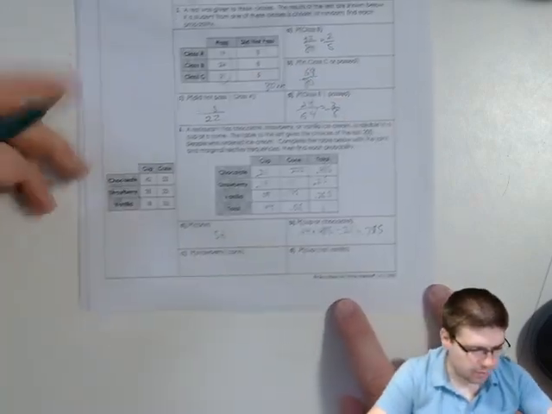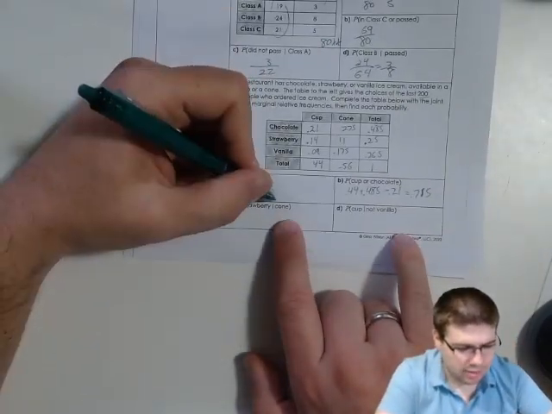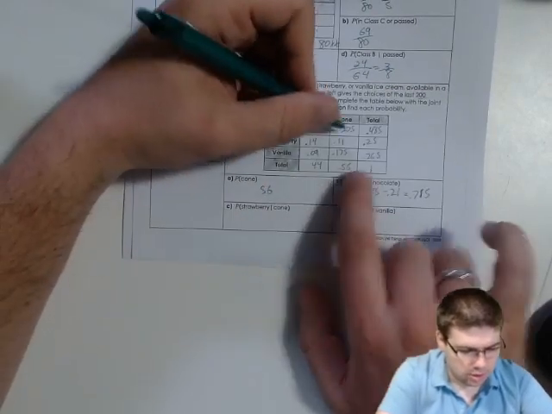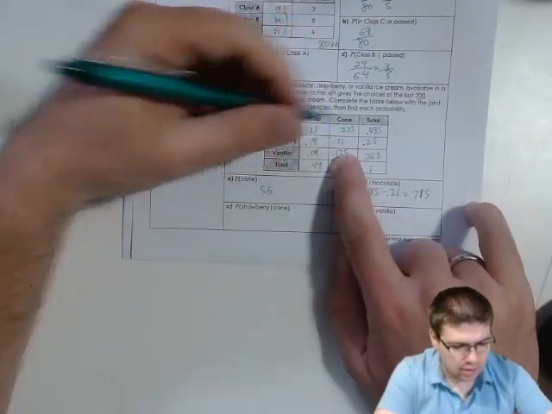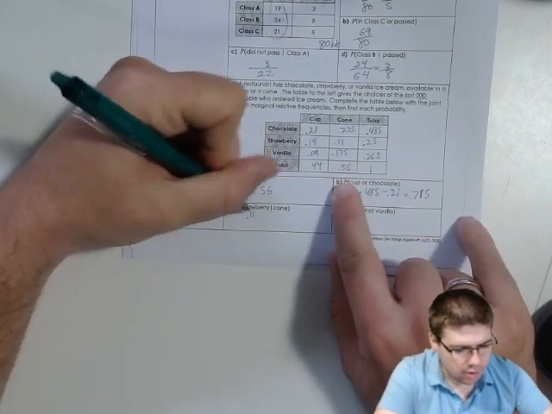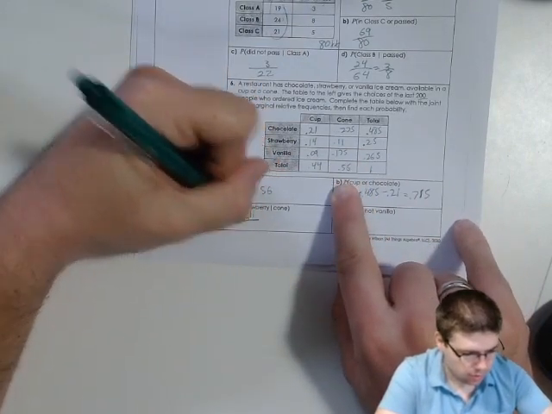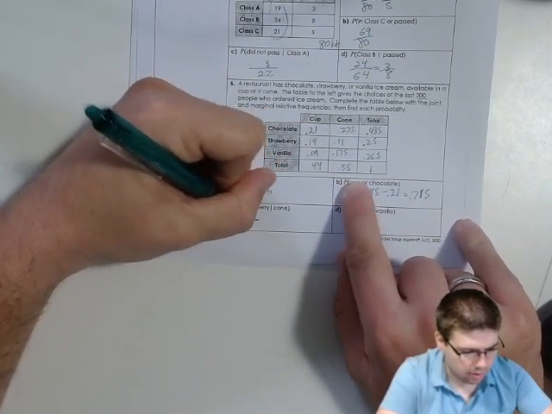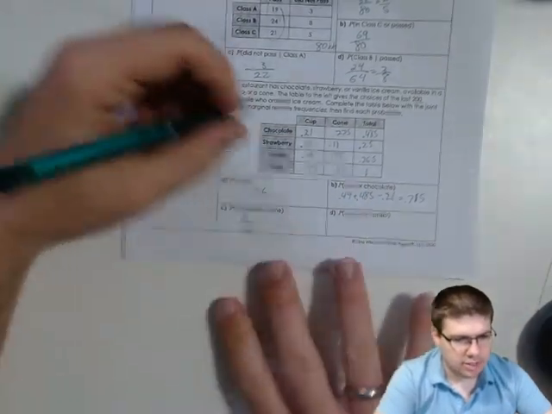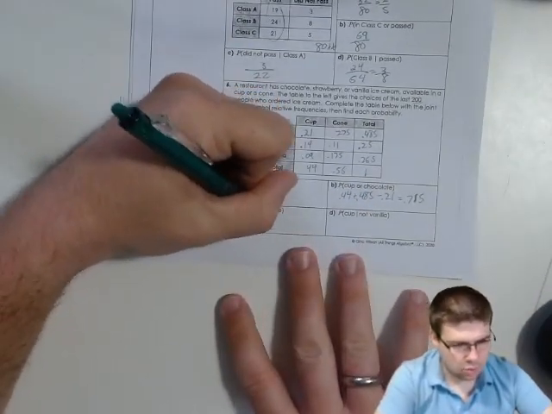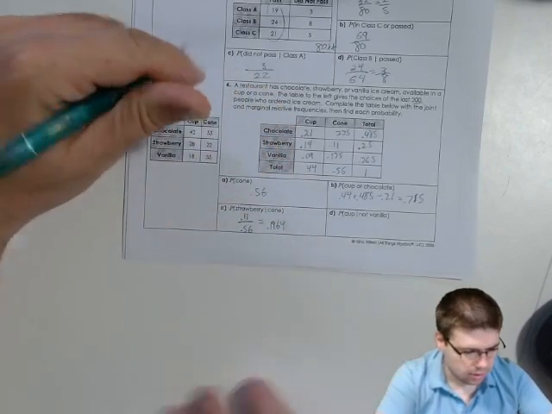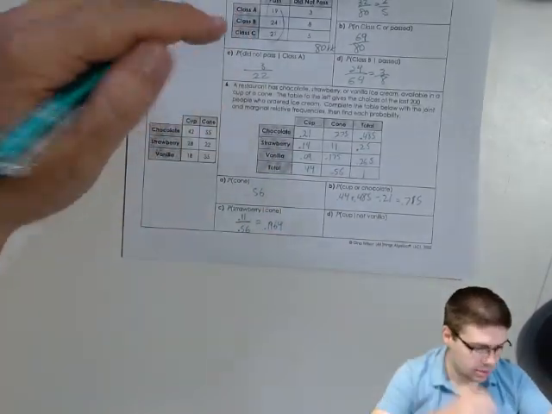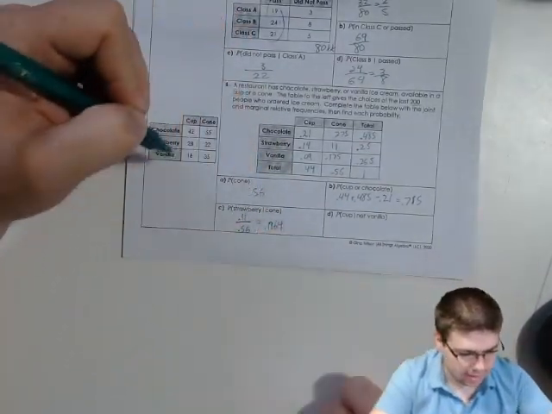0.715 or 71.5%. Strawberry given cone. So we want strawberry and cone, which is 0.11, out of the cone folks, which is divided by the probability that they got a cone, 0.56. That will give us this probability, and it works out to be 0.1964. So about a 20% chance that they got strawberry given that they got a cone.